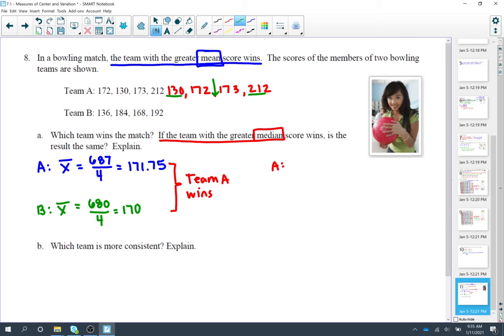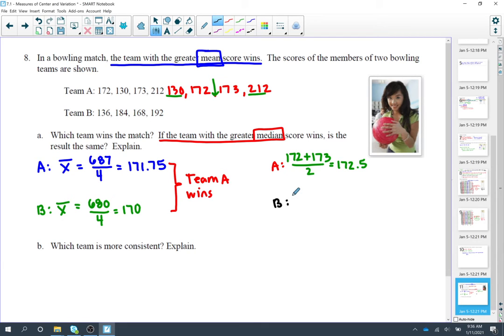So we have to take 172 plus 173. Divide that by 2, which is going to get us 172.5. Then we have to do team B.